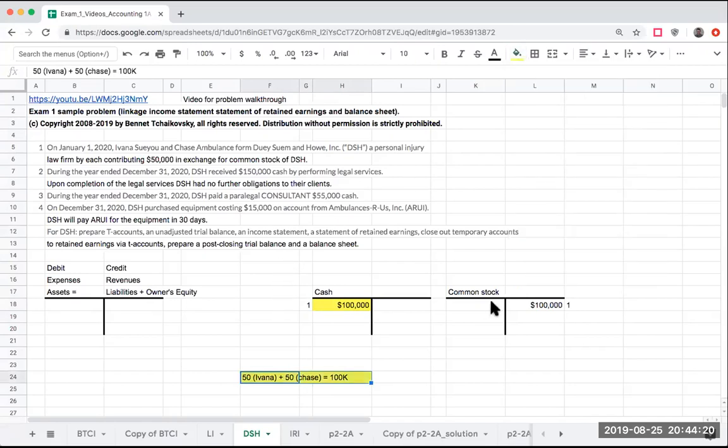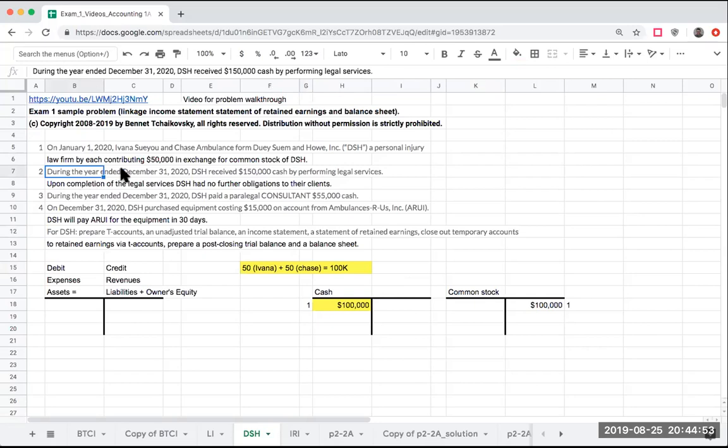Okay. So at the same time, in exchange for that cash, we're giving Chase and Ivana common stock. And common stock is part of owner's equity. And so we're going to increase that right over here with a credit. So are there any questions on this first part? For number one, is that pretty straightforward? Yes. Perfect.